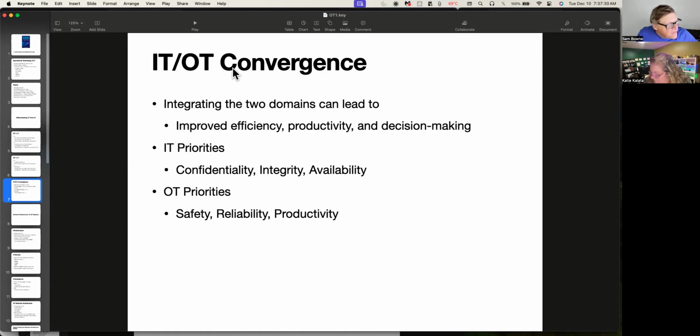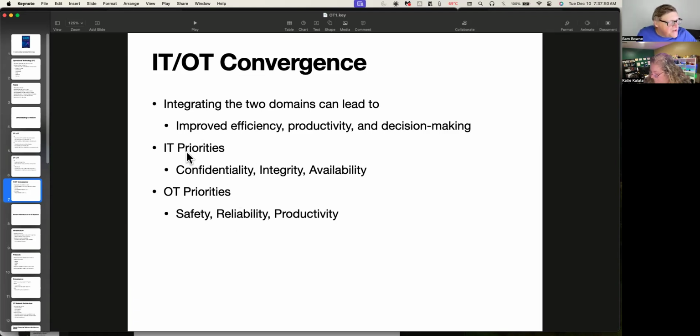But now, by converging the two, you have huge advantages. You can now remotely control your OT systems, remotely monitor them, and all that. So it has great advantages for your manufacturing. The problem is it also exposes them to cybersecurity risks. And the OT equipment was never designed to handle modern cybersecurity risks.